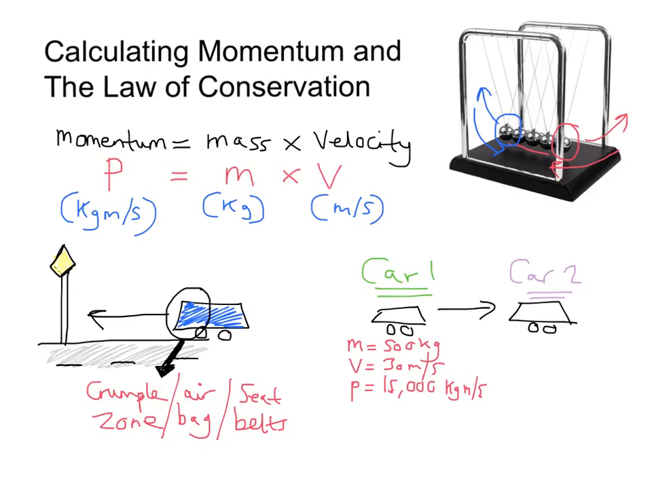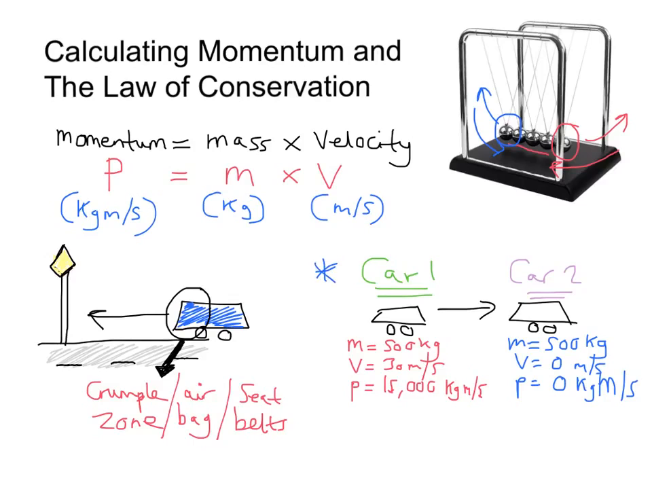You may then be told car 2, that is stationary, has a mass, and let's just say for the sake of argument, that mass is also 500 kilograms. Its velocity is 0 because we're saying that it's stationary, and so its momentum overall would be 0 kilograms meters per second.